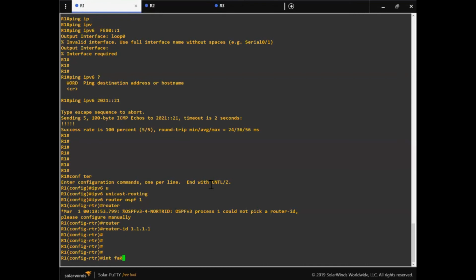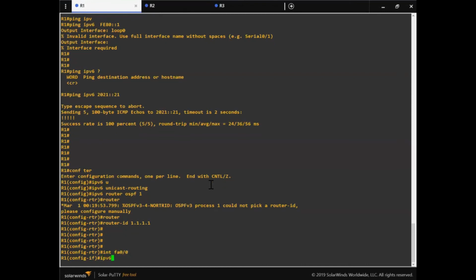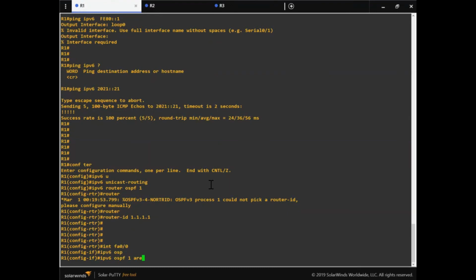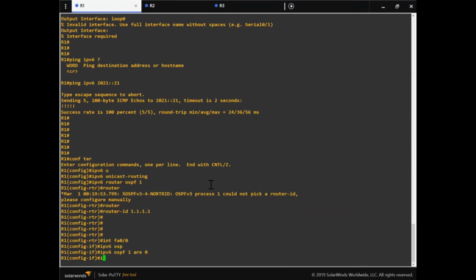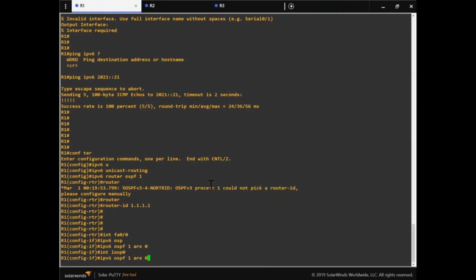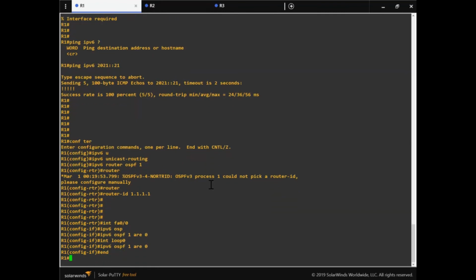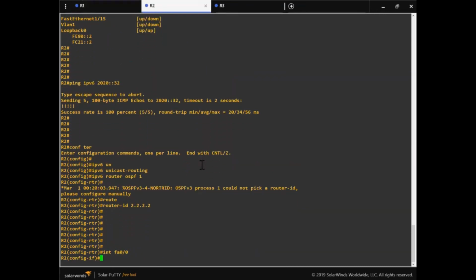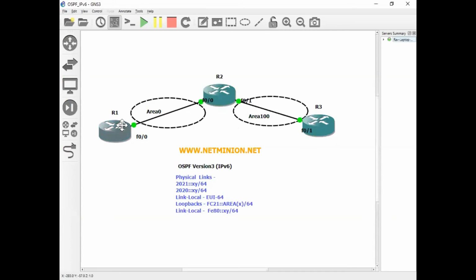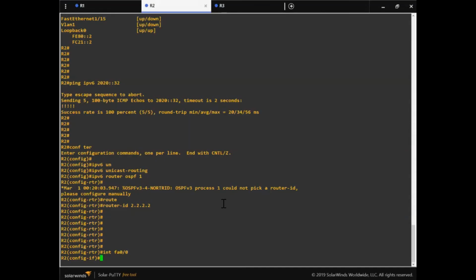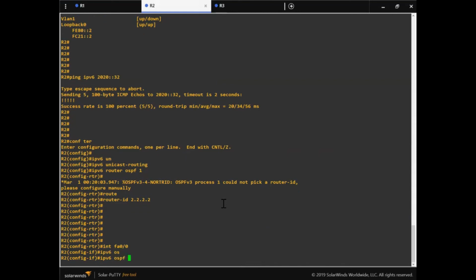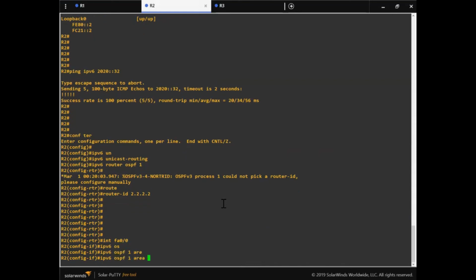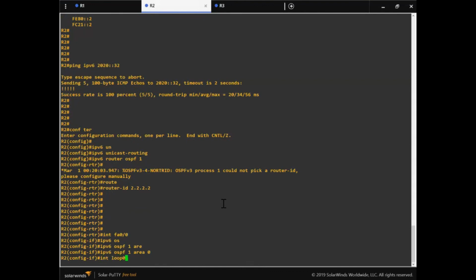So I need to go to interface FA0/0. Here I need to say IPv6 OSPF 1 area 0. Interface loopback 0, same thing. I need to run the same command. Under interface FA0/0, if I check, it should be under area 0. Even the loopback 0 I am providing under the OSPF, OSPF 1 area 0, interface loopback 0.